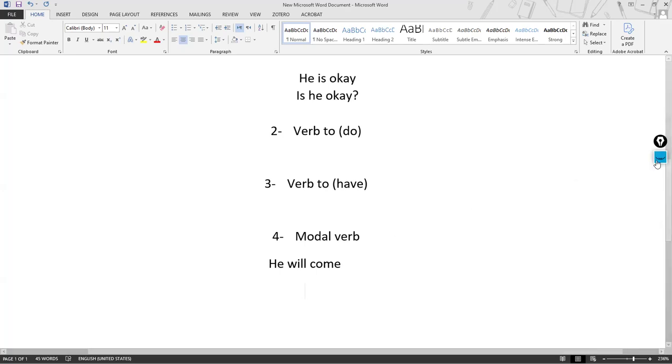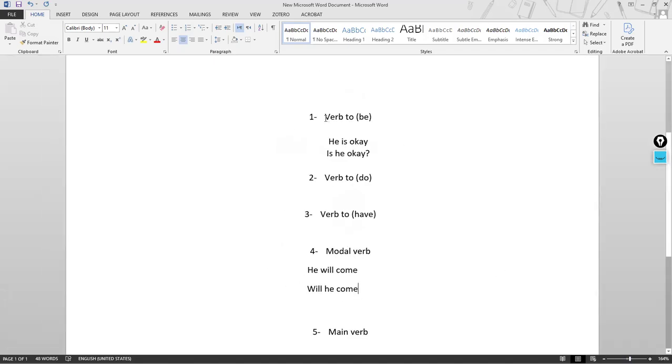Wait, Subhi. The modal verb is like verb to be. I mean, it is a strong verb. You don't have to use an auxiliary or helping verb. You only have to change the places of the subject and verb. Will he come? Bravo. Subhi, you have to do this rule only with modal verbs and verb to be.